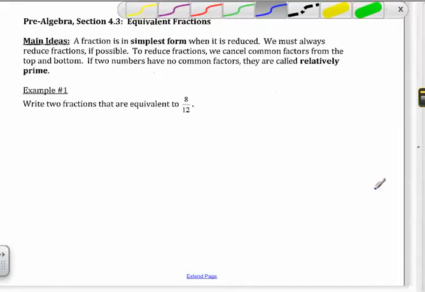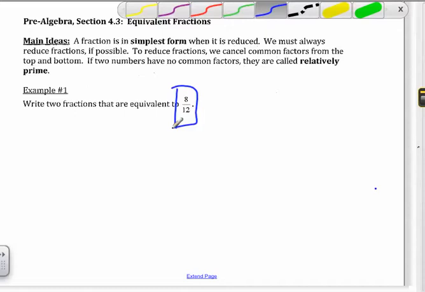All right. We must always reduce fractions if possible. Always. We never want to give that as our answer. Ever. Okay? To reduce fractions, we cancel common factors from the top and the bottom. If the two numbers have no common factors, they are called relatively prime. Now, that's not a new term to you guys. You know it already. Relatively prime means they don't have a common factor, and we have to just leave it.